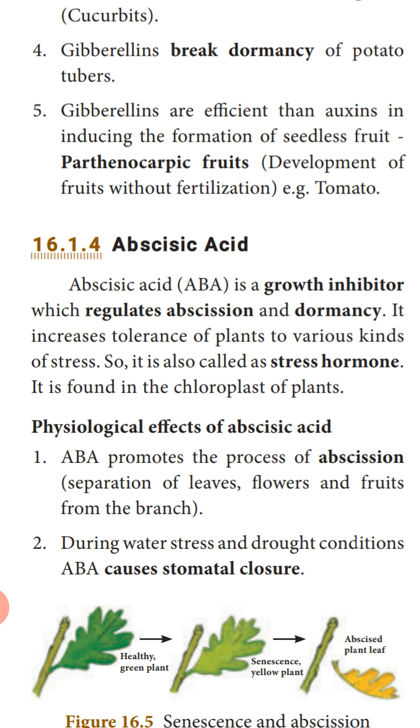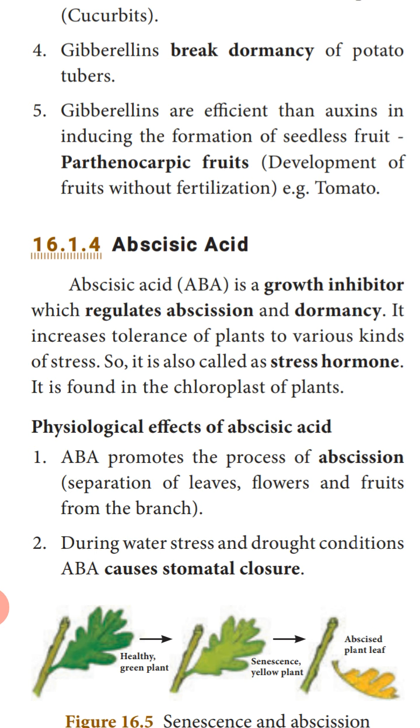Next, you can say the temperature, the heat. These are the various factors which also cause stress for plants. So this abscisic acid is said to be a stress hormone. It increases the tolerance of the plants to various kinds of stress. It helps the plant to withstand, to face the stress condition. So abscisic acid is also called a stress hormone.